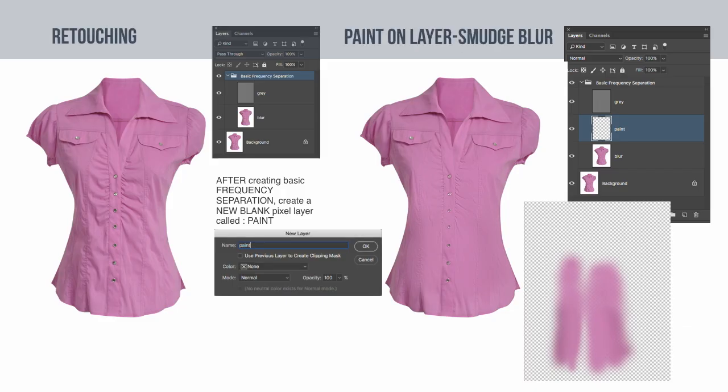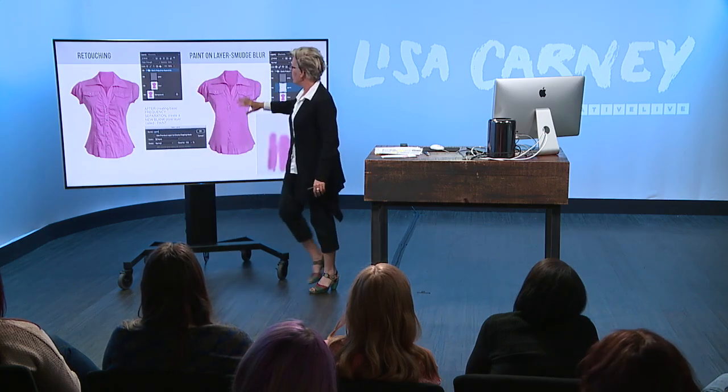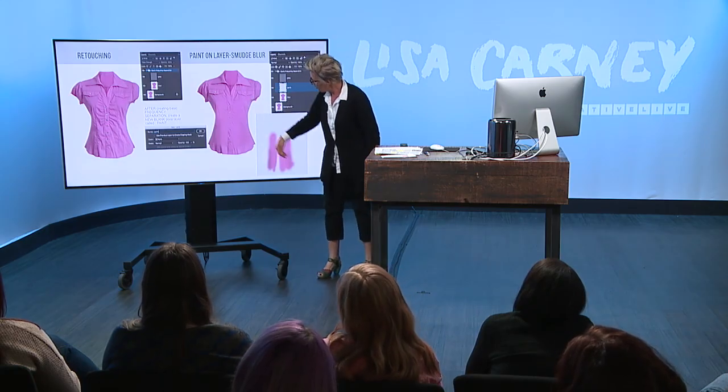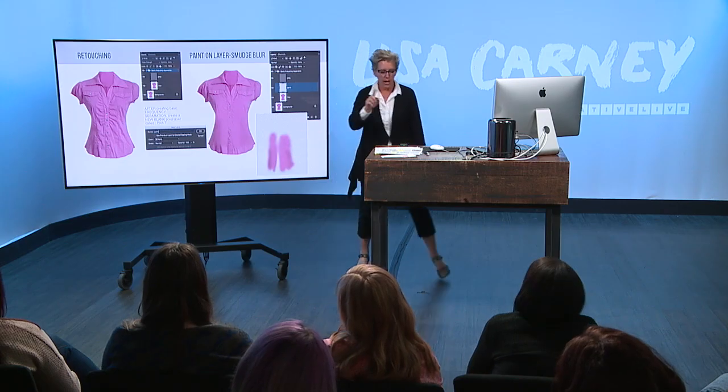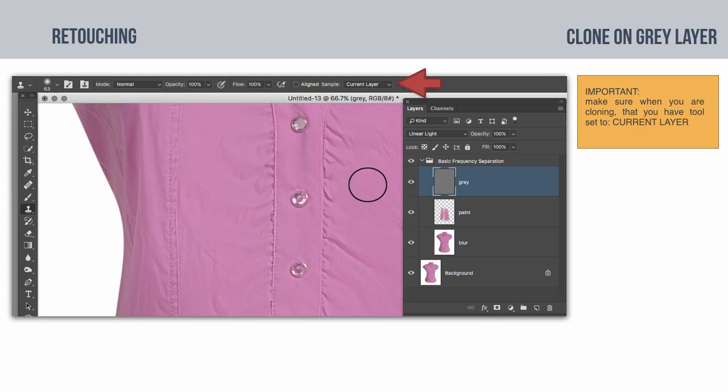I'm going to do this demo for you. So what I'm going to do is I've got my blur layer and my gray layer. I'm ready to retouch. I'm now going to come over here and add a paint layer and start painting out the wrinkles. You'll see it here. And then the next move I'm going to do is start retouching out the lines on the gray layer.